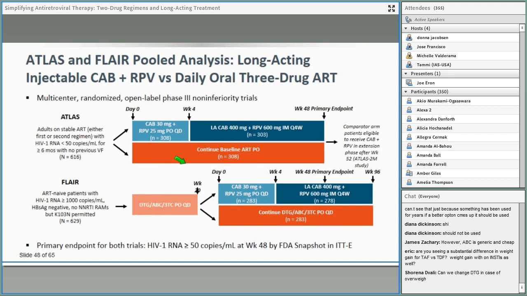In Atlas, these were, let me get my pointer back. I lost it. Here we go. Oh, maybe not. Here we go. There it is.